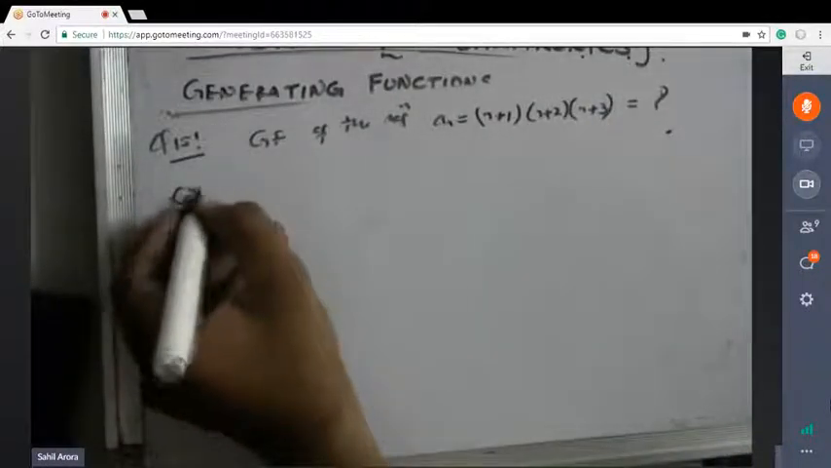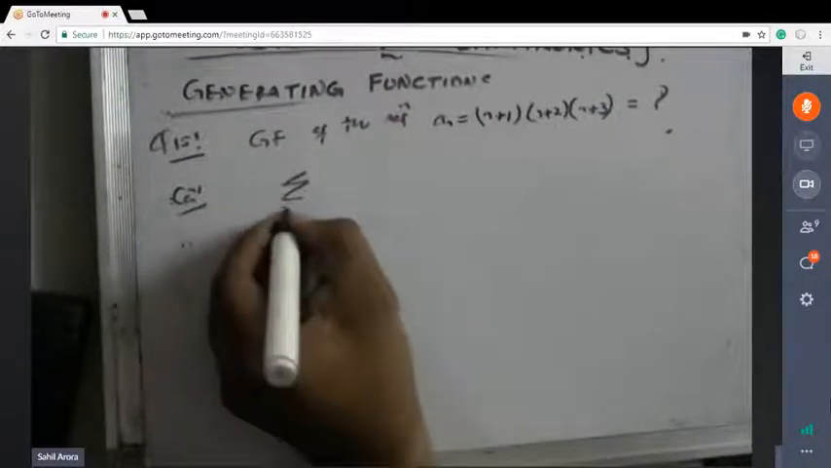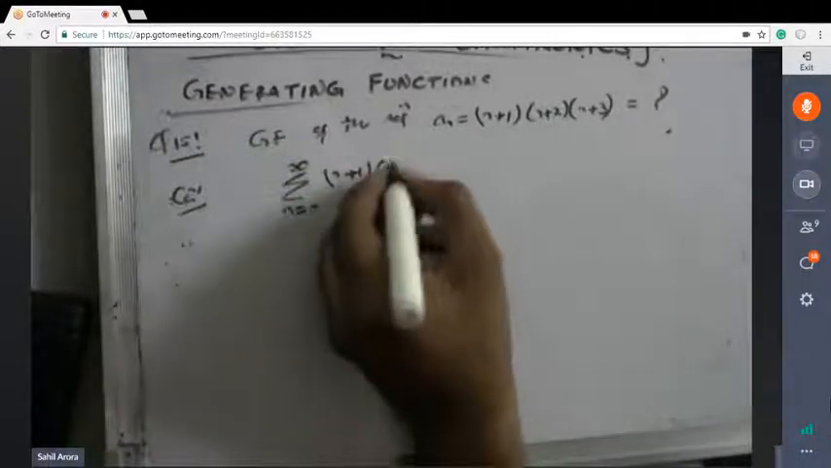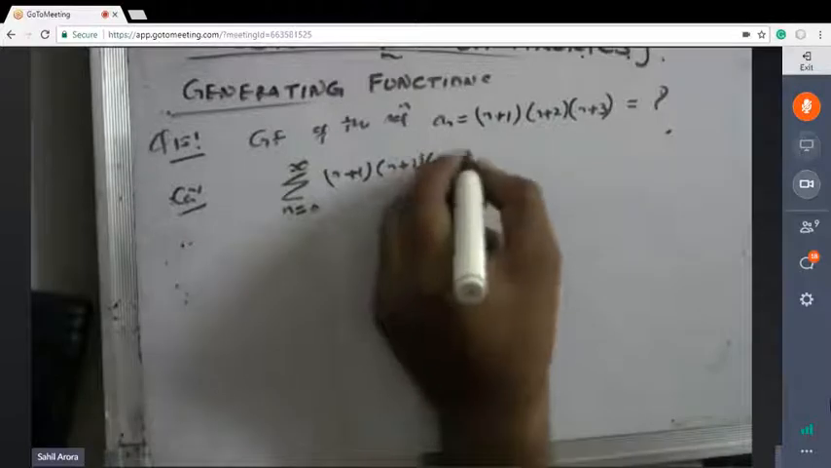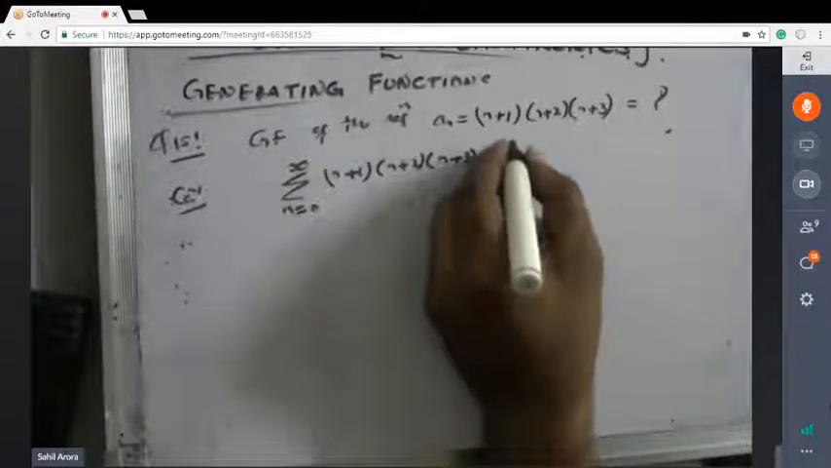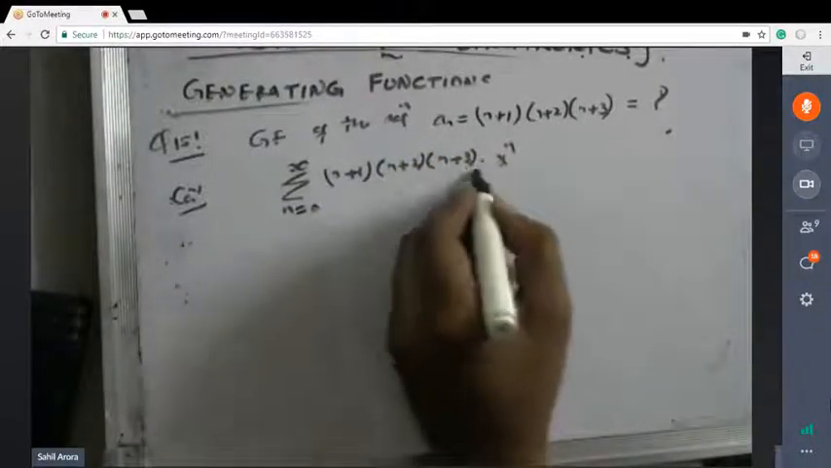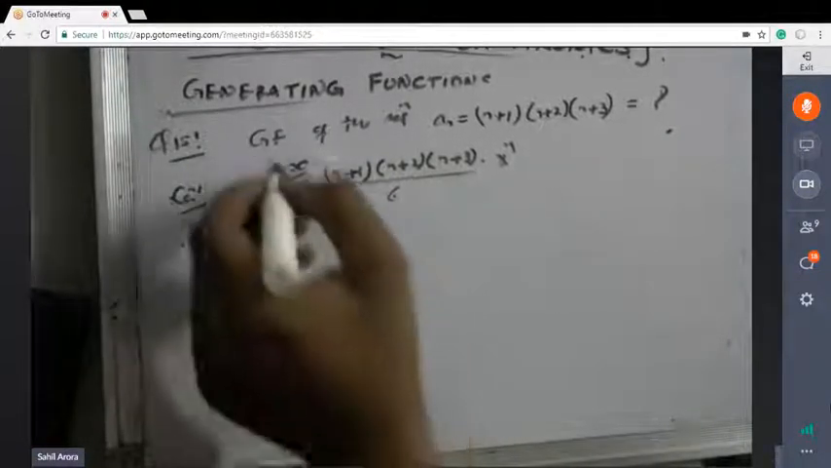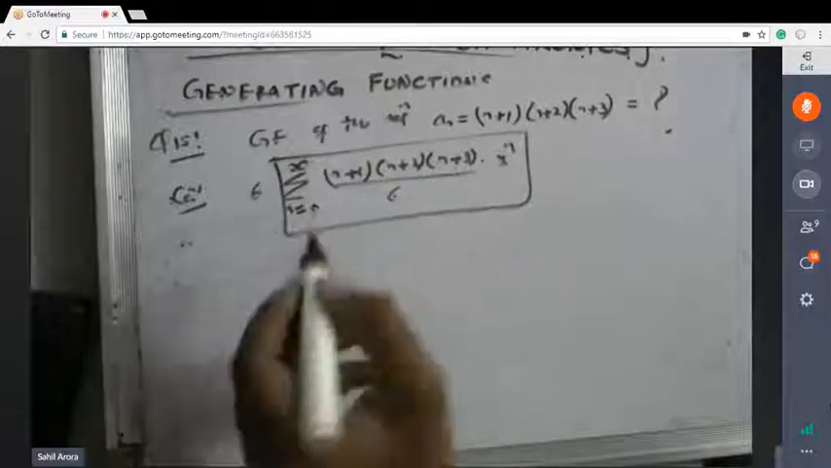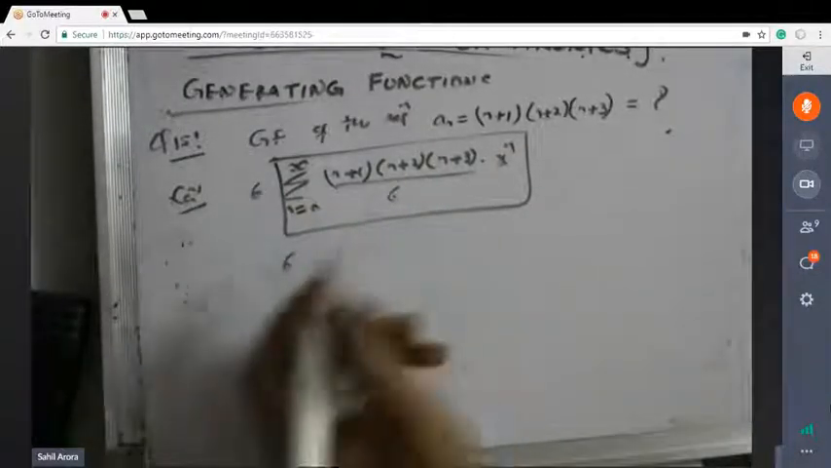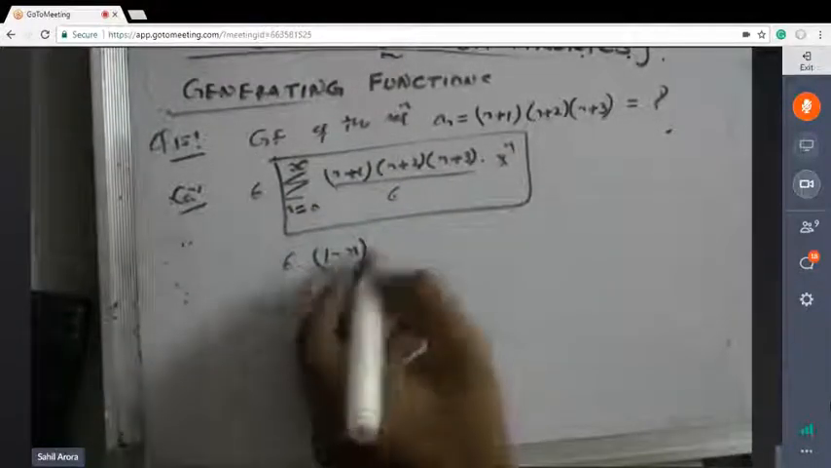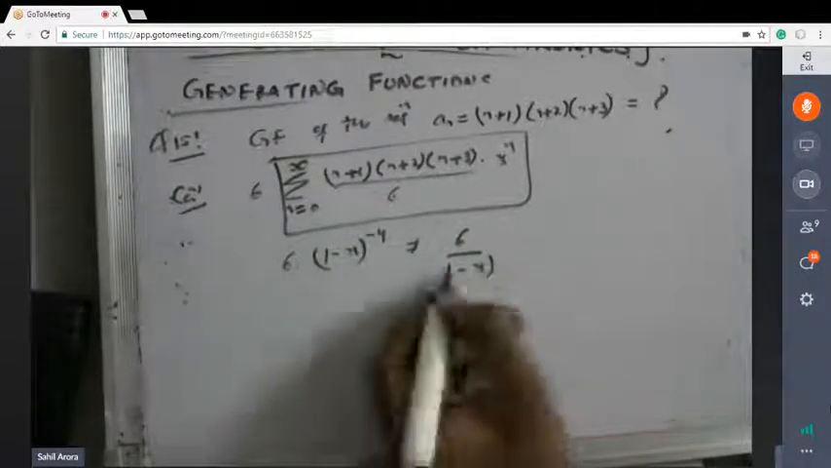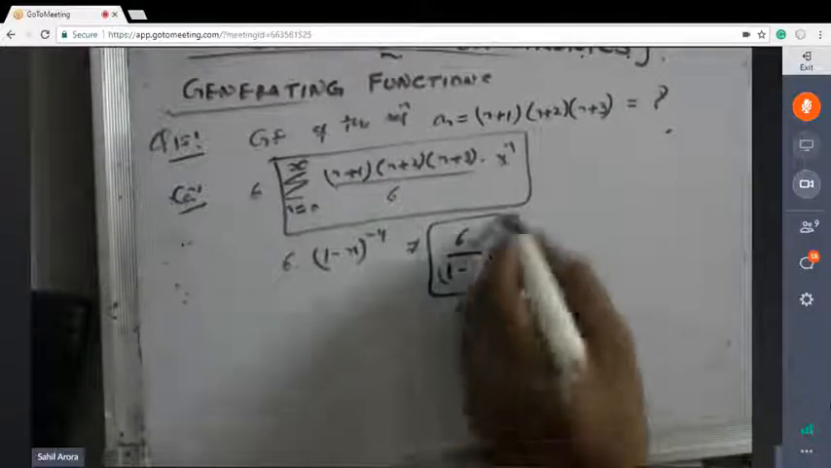Again, the same thing we do. We do the summation going from n equal to 0 to infinite of n plus 1, n plus 2, n plus 3 into x power n. Right? Now, let's divide by 6 and multiply with 6 also. We know that this whole expansion we have already discussed in the examples: it is an expansion of 1 minus x whole power minus 4. So the final answer would become 6 upon 1 minus x whole power 4. So this is the answer for this question.